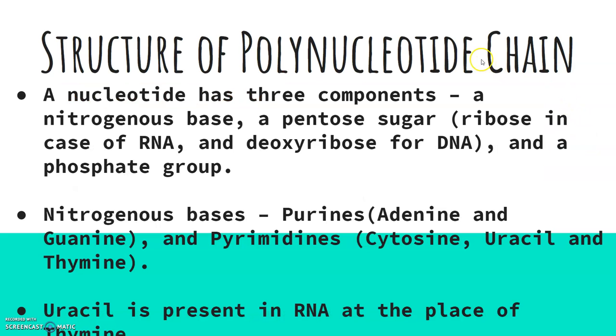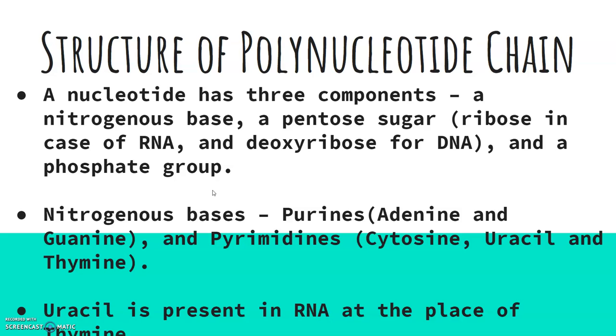Now, structure of a polynucleotide chain. We know that DNA is a polynucleotide chain. Let us recapitulate the chemical structure of the polynucleotide chain. A nucleotide has 3 components: a nitrogenous base, a pentose sugar, which is ribose in RNA and deoxyribose in DNA, and along with these, a phosphate group.